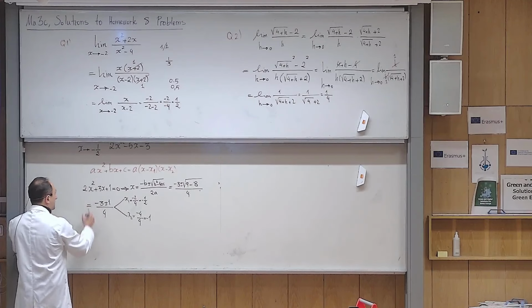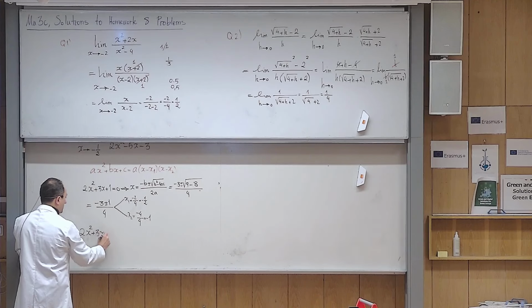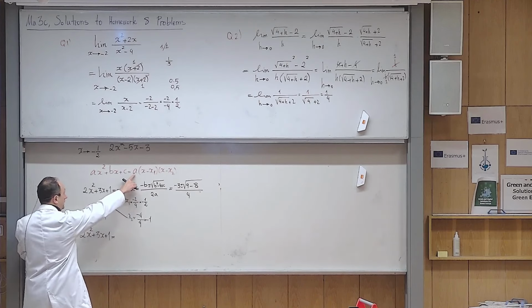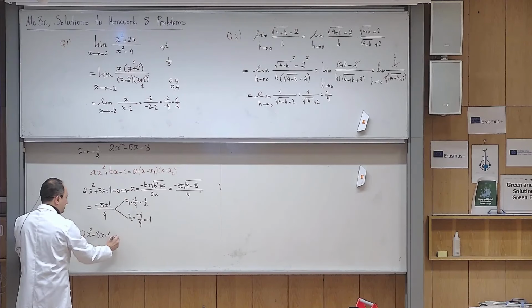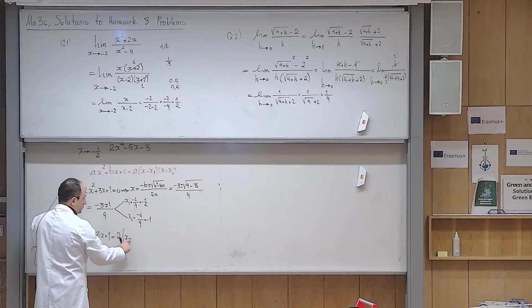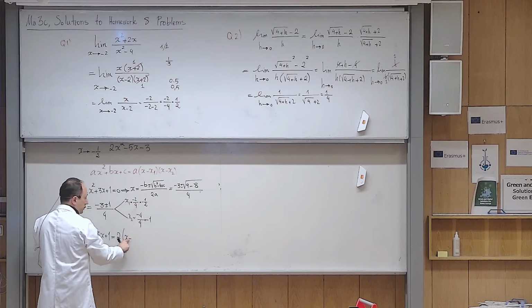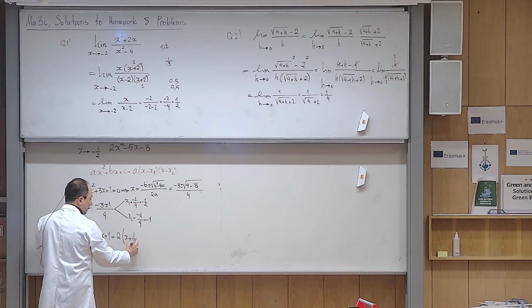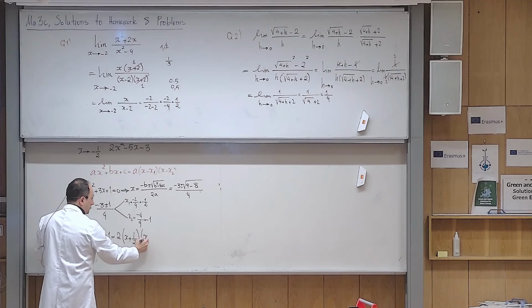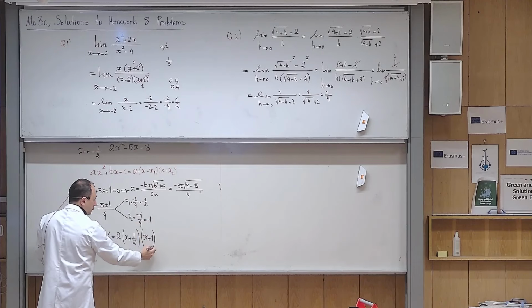So I will say that my expression, which is 2x squared plus 3x plus 1, is equal to a, in this problem a is 2, x minus x1. I have a minus in the formula. x1 has an extra minus, so minus minus becomes plus 1/2. And then x minus x2, again, I have an extra minus sign, so it becomes plus 1.